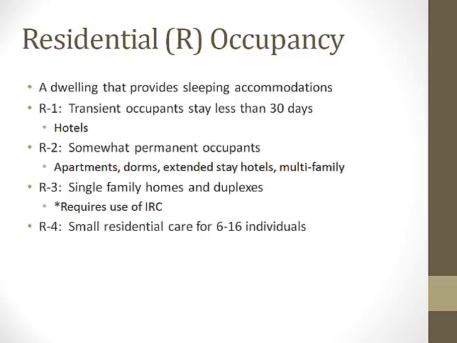Now we have residential, and again notice there are 4 categories here. So basically a dwelling with sleeping accommodations. So R1 means the occupants are transient and they typically stay less than 30 days. So these are your hotel spaces. R2, somewhat permanent, apartments, dorms, extended stay hotels, and multifamily units, such as condos. R3, single family homes and duplexes, and for an R3 occupancy, you must use the International Residential Code. R4 is small residential care for 6 to 16 individuals.